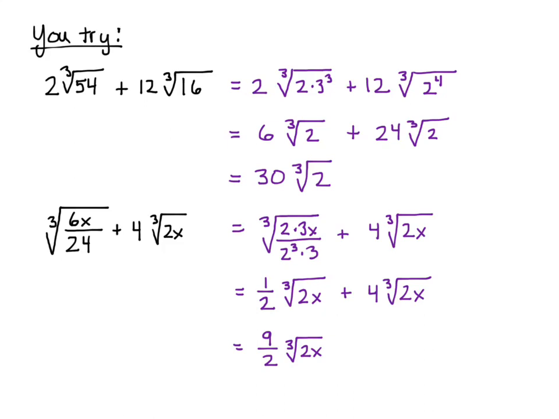First I factored 24, so I had the cube root of 6x over 2 to the 3rd times 3, plus 4 cube root of 2x, and then that equals, so I pulled out the 2, so I had 2 times the cube root of 6x over 3, plus 4 cube root 2x. And then that's when I simplified and I got 2 cube root of 2x plus 4 cube root of 2x, and I got 6 cube root of 2x.